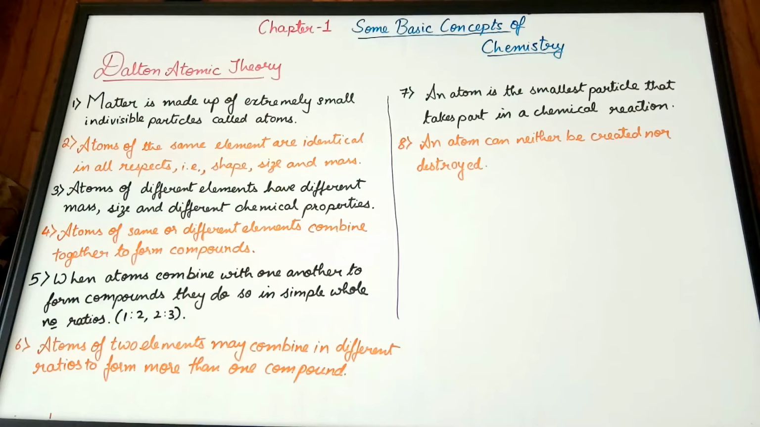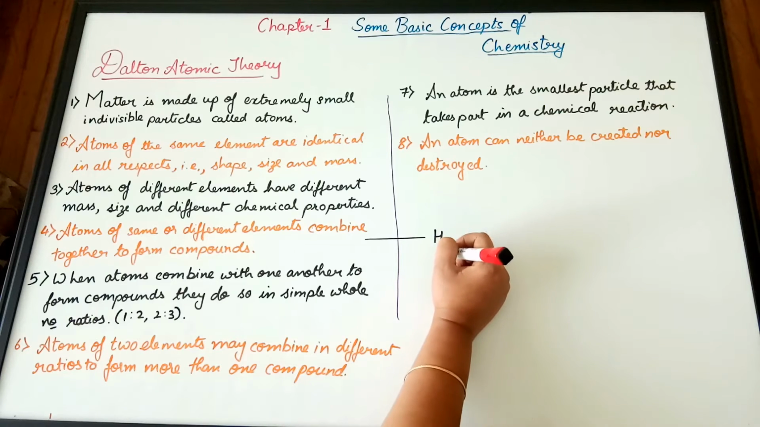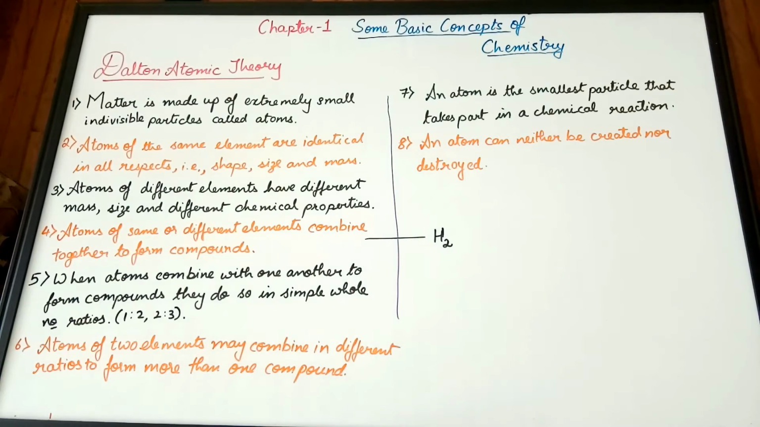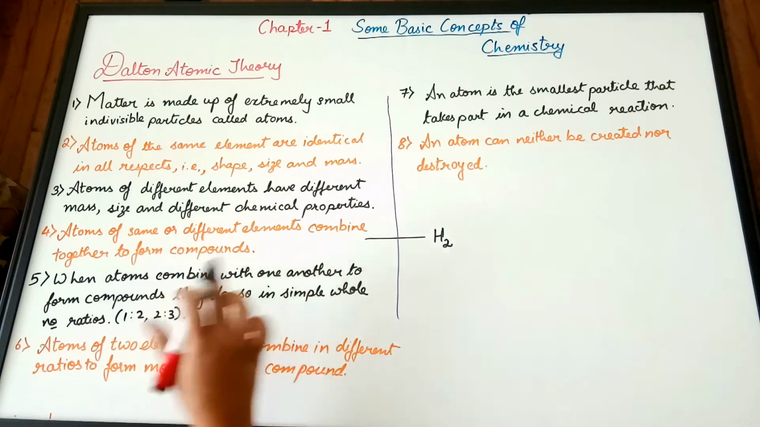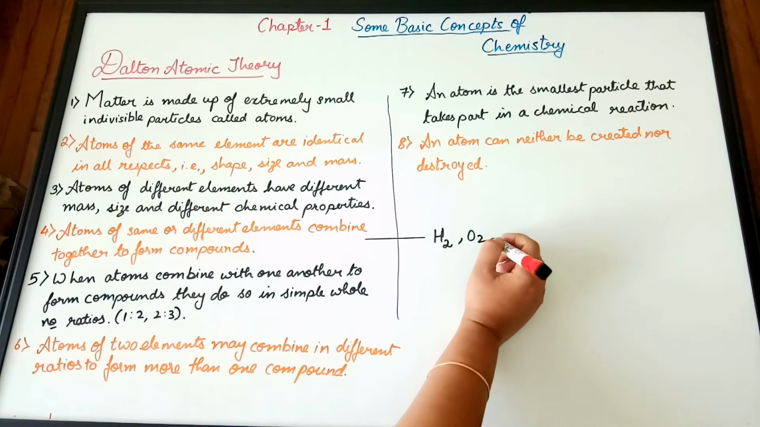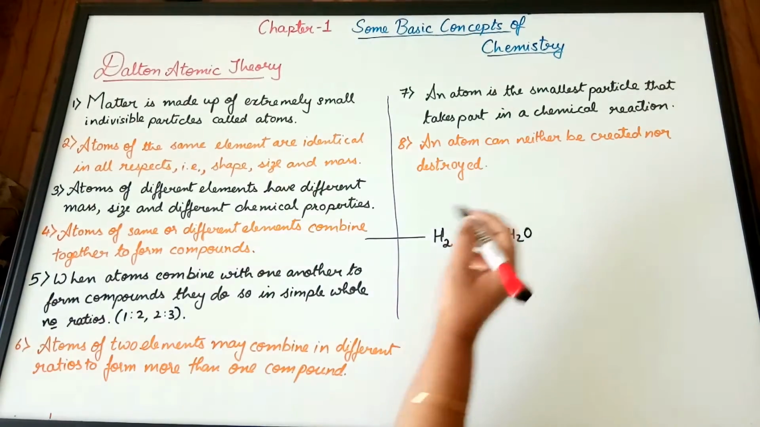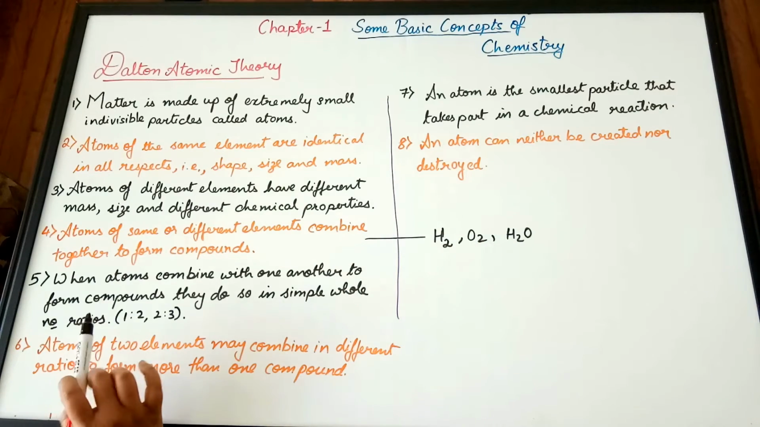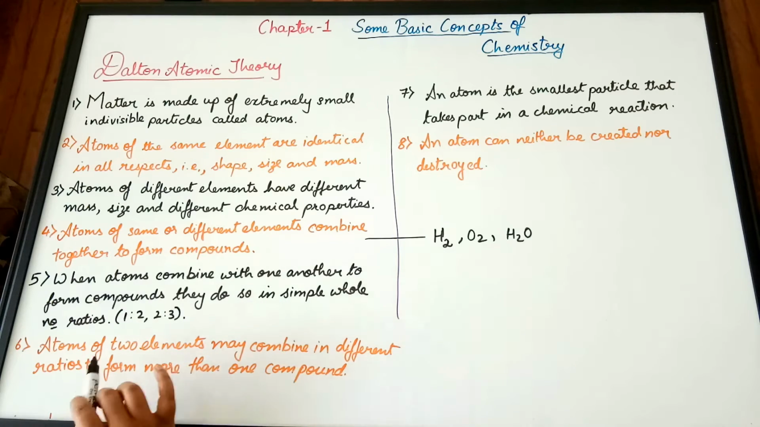Suppose you have two atoms of hydrogen. It leads to the formation of the molecule H2. This is commonly referred to as a molecule right now instead of a compound. So atoms combine together to form compounds. It could be H2, O2, which are examples of the same element. When you have different elements, H2O, which gets us to the next postulate: when atoms combine with one another to form compounds, they do so in a simple whole number ratio.